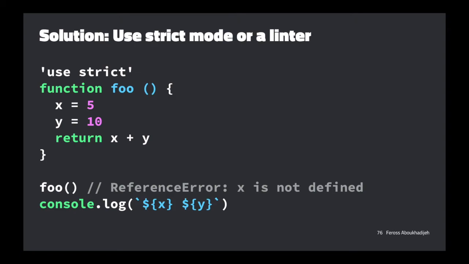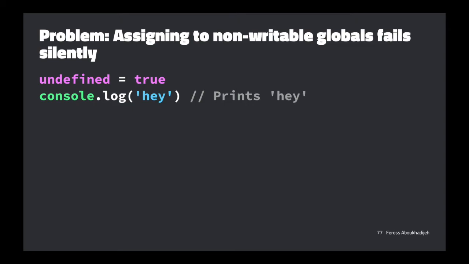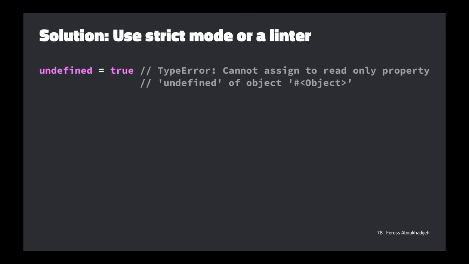If you use a linter, you can actually catch this before you even run your code, which is kind of nice. This is a really fun one. This used to be valid. In the past, you could do undefined equals true, and then every program would break. This doesn't work anymore, but if you try something like that, you'll get a type error if you use strict mode or a linter.